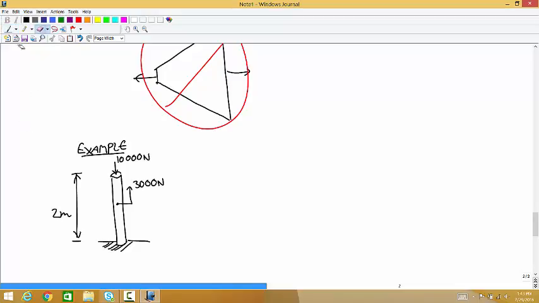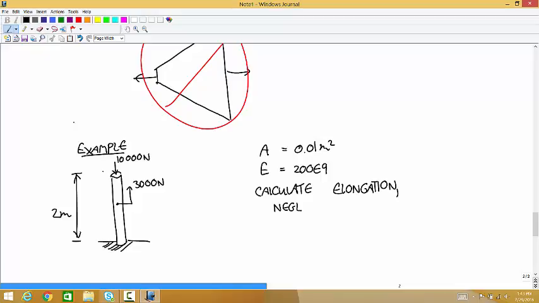This is 2 meters long. And let's say over the whole thing, the area is 0.01 meters squared. And it's made out of steel, so E is 200 times 10 to the 9. Poisson's ratio isn't going to come into it. I'll leave that out. And we want to calculate the elongation neglecting the weight. The weight's going to have a tiny contribution to this stress.